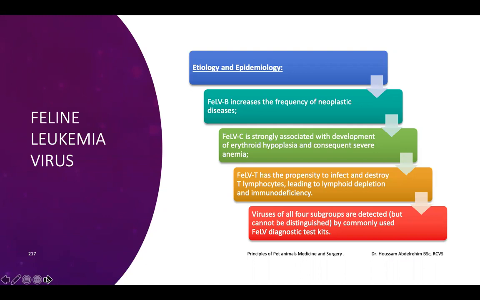الفيروسز بتاع السب جروبس الأربعة are detected but cannot be distinguished by commonly used diagnostic test kits. مش هتقدر تفرق إذا كان ده A ولا B.